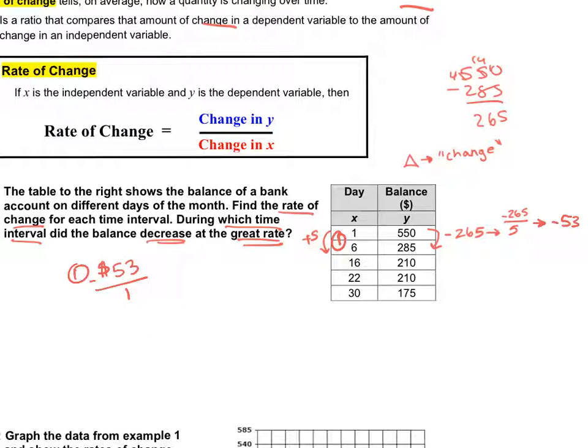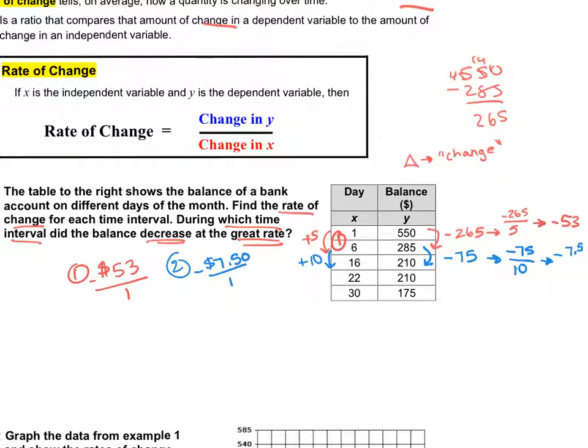The next interval, from 285 to 210, you lost $75. And this was an increase of 10 days. So the rate of change would be negative $75 for 10 days. So how much was that per day? Negative 7.5. That means that interval number 2, you lost $7.50 per day.